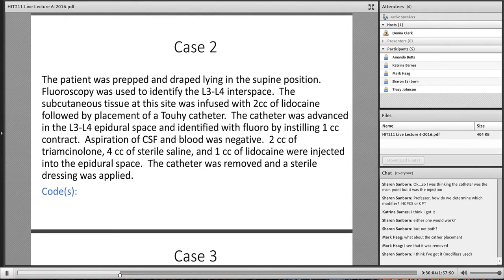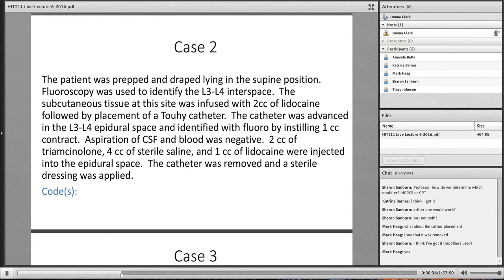If you look at your code 62311, Mark had asked about the catheter placement. That's included in your 62311 code. If you remember when I read it out, it includes needle or catheter placement, and includes contrast for localization when performed. So we coded for the guidance, but we didn't code for the contrast. You see what I'm saying, Mark? So if you go back and look at your 62311, you will see catheter placement was included.